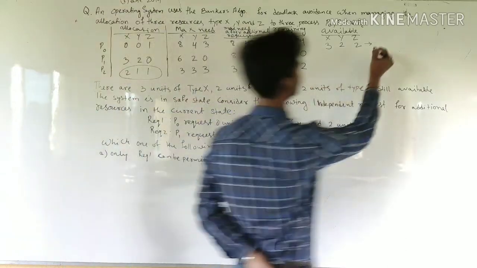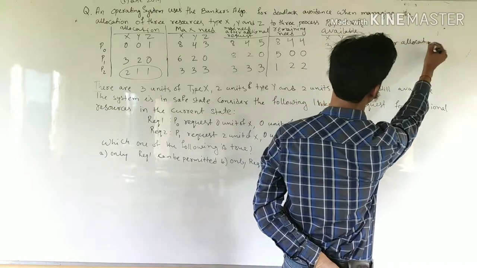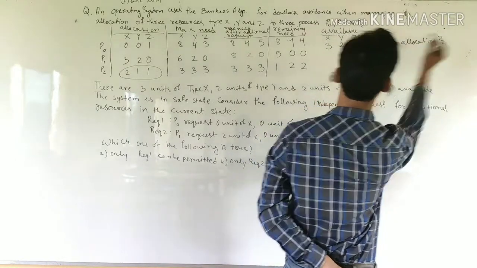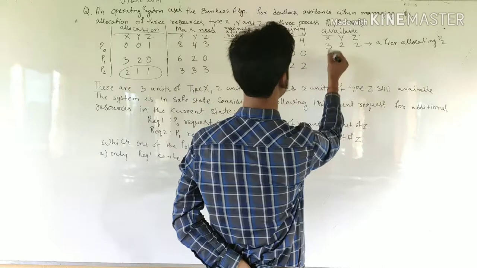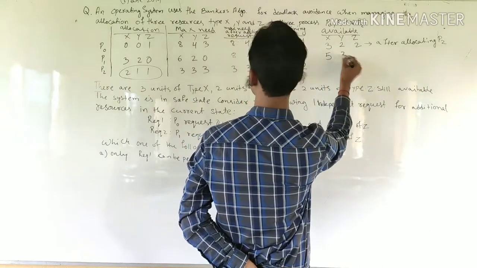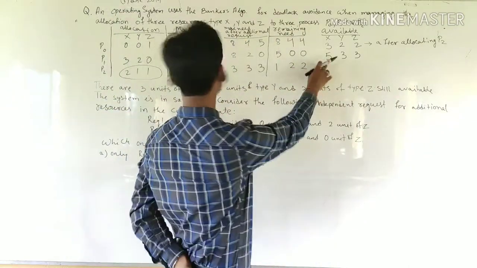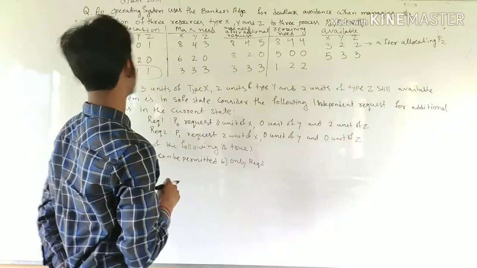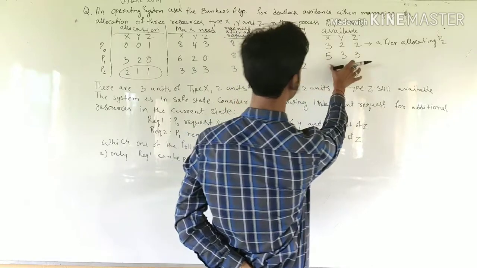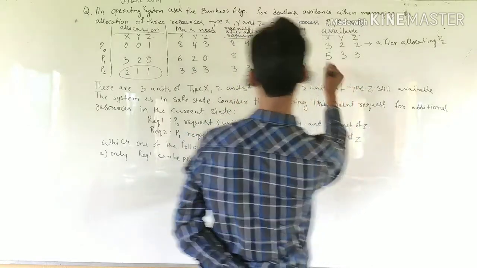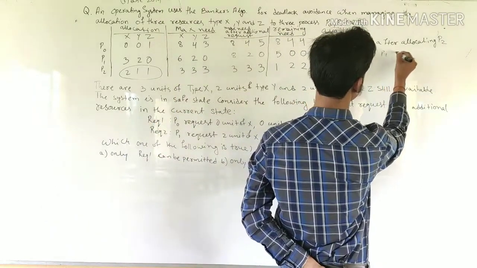So, after allocating P2, the available resource will be 3 2 2 plus 2 1 1, that is 5 3 and 3. Now, with this available resource we can assign P1. It requests for 5 0 0, we have sufficient resource, that is 5 3 3. So, assign that to process P1. P1 can be assigned.